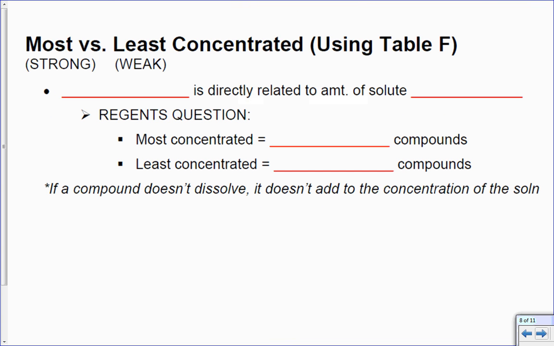Okay. So most versus least concentrated using table F. Concentration is directly related to the solute dissolved. Most concentrated is soluble, least concentrated just means insoluble. And that's just for these questions when they say, which of these is more soluble? Basically, they're just trying to say which one will dissolve because the other ones will not. That's just how they word it. So that's a little catch with how they particularly ask questions.